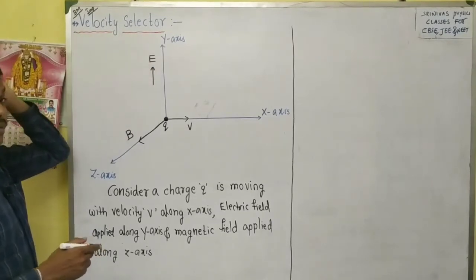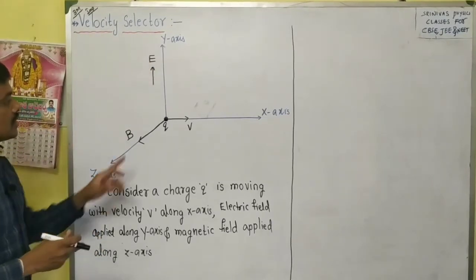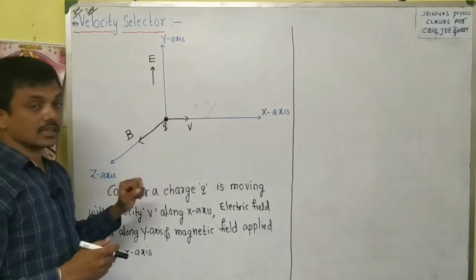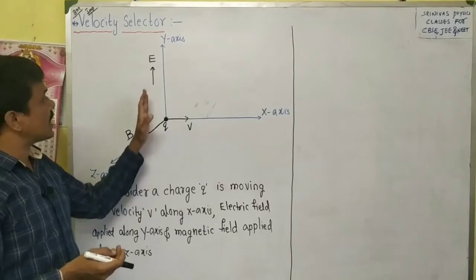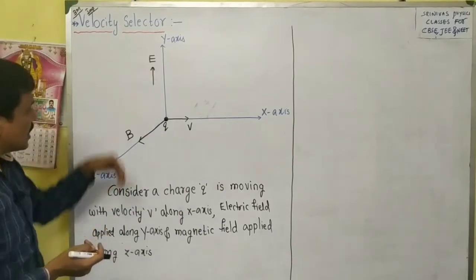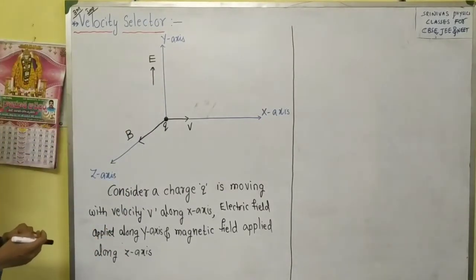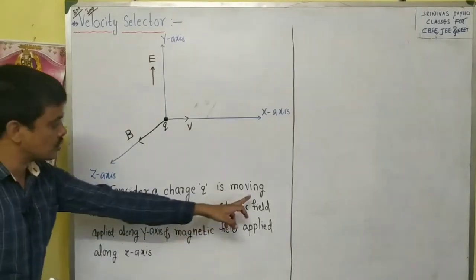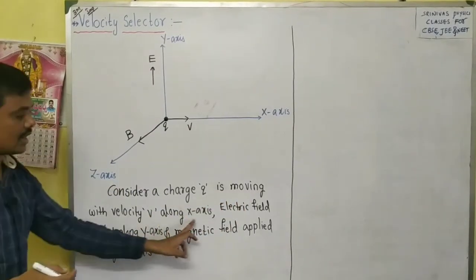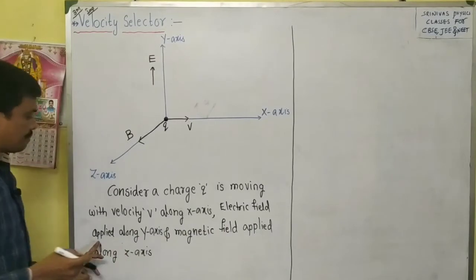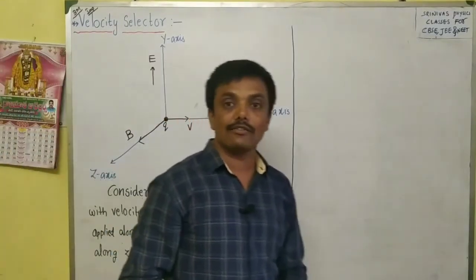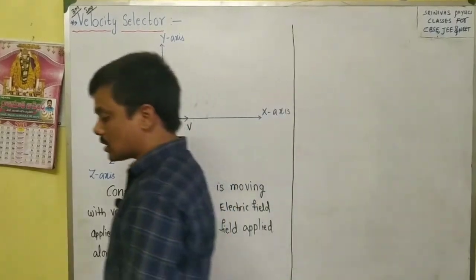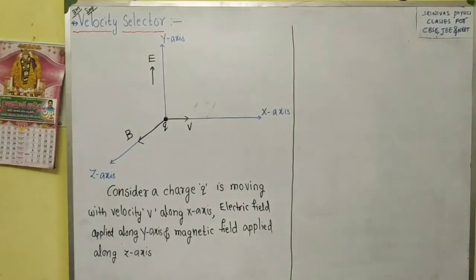Now, how will it work? Let us see here. This is a charge Q at the origin, moving towards the positive x-axis. For this charge, I applied the electric field along the y-axis and the magnetic field along the z-axis. Consider the charge Q moving with velocity v along the x-axis, the electric field applied along the y-axis and the magnetic field applied along the z-axis.